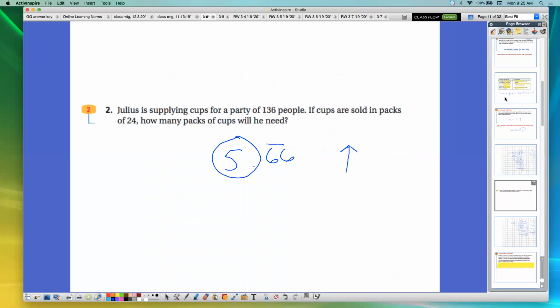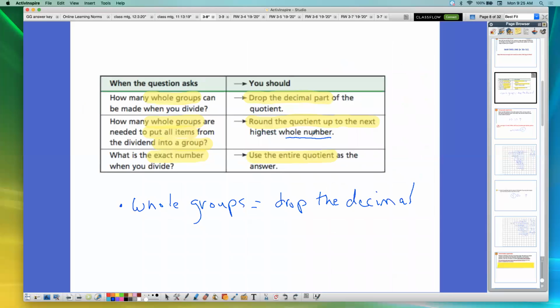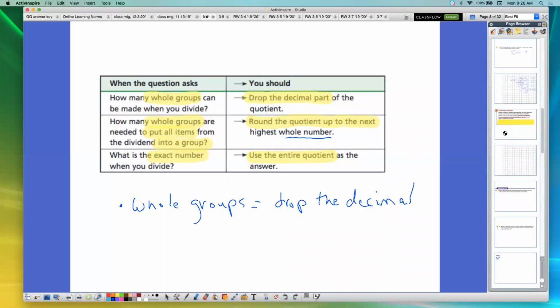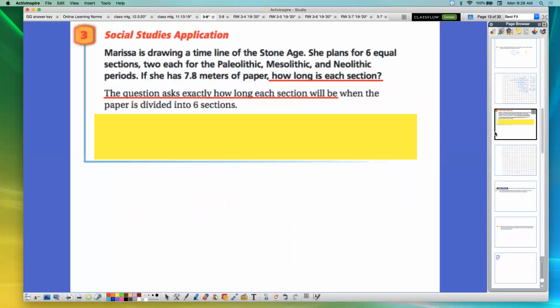So we're going to go back here. And we're going to do the same thing where we round the quotient up to the next highest whole number. If we drop the decimal part, it's not enough. Okay? All right. We're going to do one more problem, and then I'm going to let you get going on your own work. Now, I'm not even going to do this whole problem. I just want to help you figure out how we would do the problem.